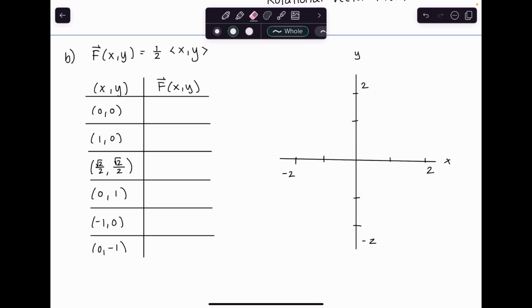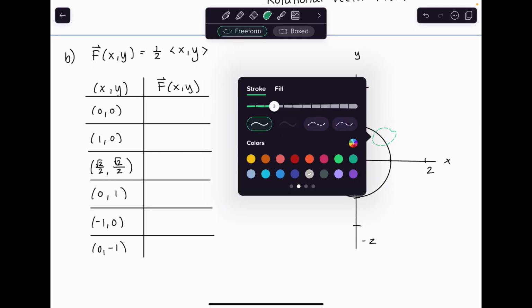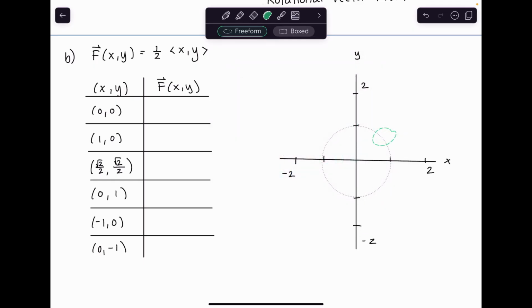This one down a little bit. It's a little bit too high. And again, like the last one, I'm going to go ahead and sketch in this unit circle, because again, I'm picking points that are all along that. So we'll make it a lighter gray and dotted as well.